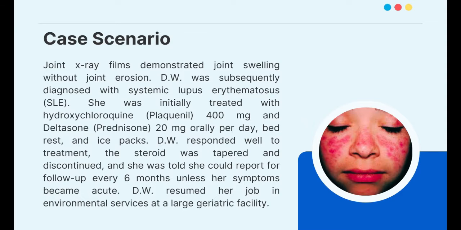She was initially treated with hydroxychloroquine or Plaquenil 400 mg and Deltasone or prednisone 20 mg orally per day, bed rest, and ice packs. DW responded well to treatment and the steroid was discontinued, and she was told she could report for follow-up every 6 months unless her symptoms became acute. DW resumed her job in environmental services at a large geriatric facility.